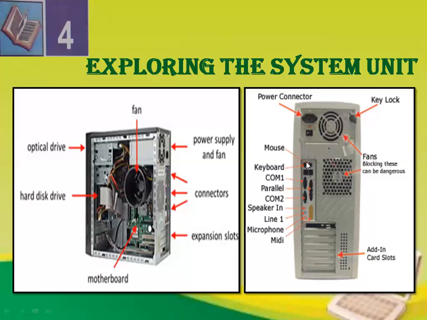These are the mouse port, keyboard port, communication port, parallel port, communication port 2, speaker port, line in, microphone, and MIDI port. These are expansion cards and add-ins. This is the back side of your CPU and the system unit. Remember, student, this is a tower casing. In the tower casing, you can view it like this, in the form of a tower.